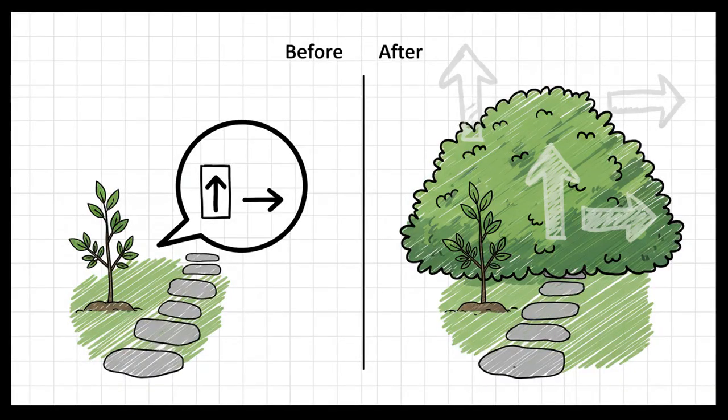Now these arrows, these are all about planning for the future. The up arrow tells you the plant's final mature height, and the side-to-side arrow shows its mature spread, or width. You have to pay attention to this. This is what keeps you from planting a cute little shrub that eventually grows up and swallows your entire walkway.